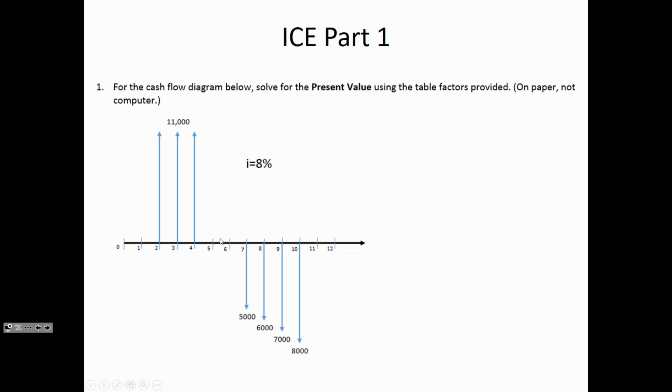All right, so here is your first problem. This is the same cash flow diagram that you were looking at last time, but this time I'd actually like you to solve it. And so there is a factor table on the back of the paper. It is the 8% factor table, which you can use to find the present value of that cash flow diagram.